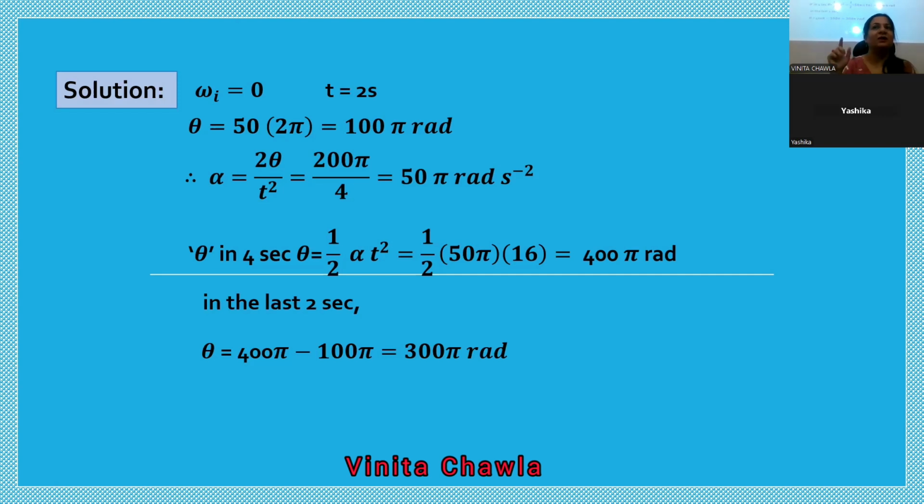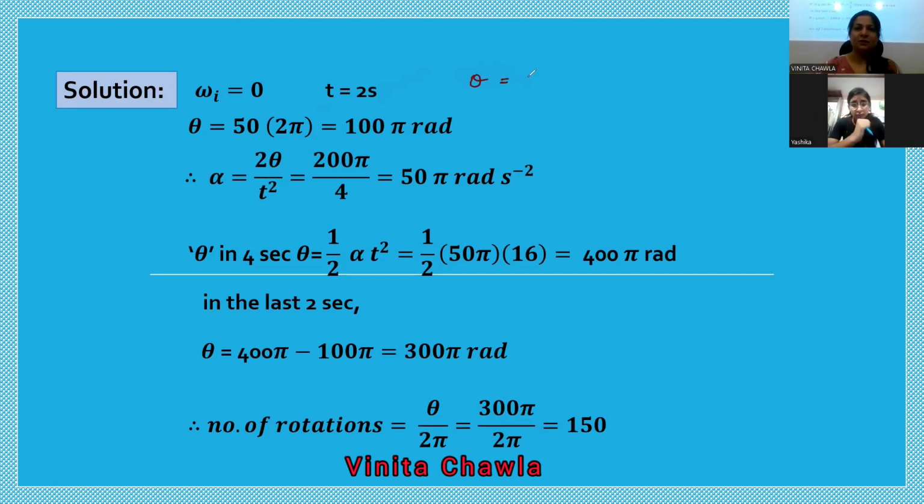थीटा इन 2 seconds is 100 pi. Theta in 4 seconds is 400 pi. Answer is 300 pi radian. And number of rotations 150. Write theta as 2 pi n. n क्या है? Number of rotations.